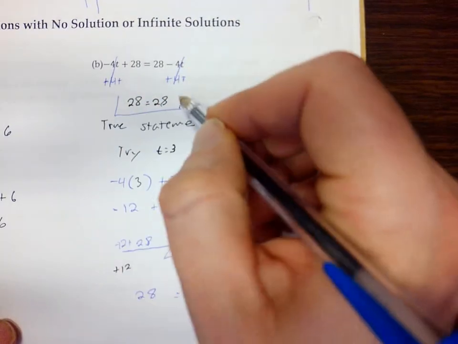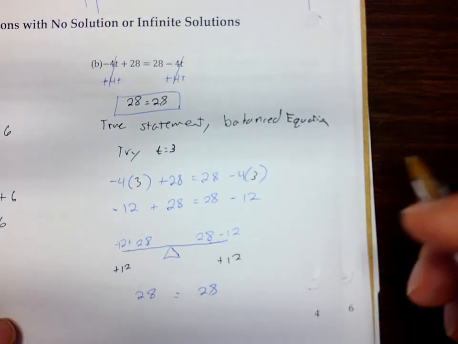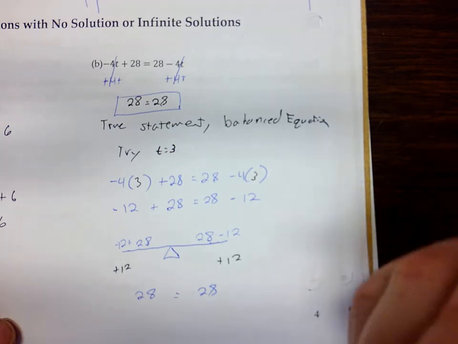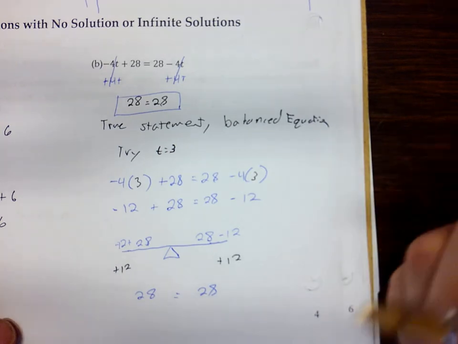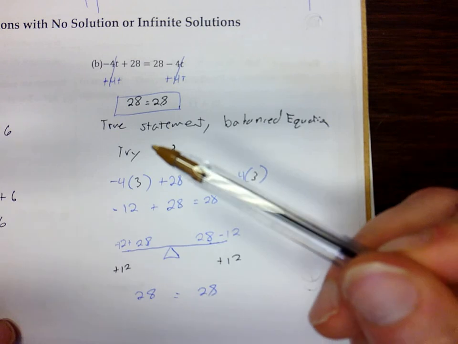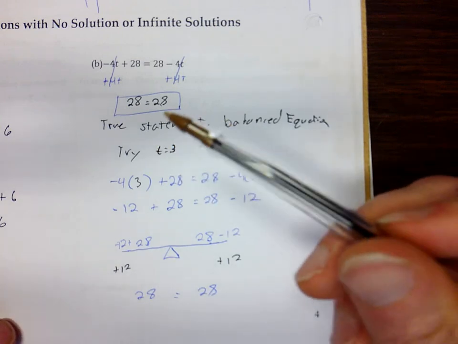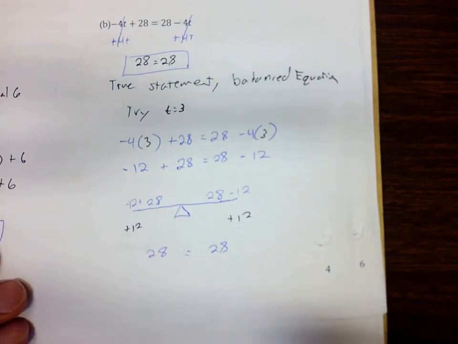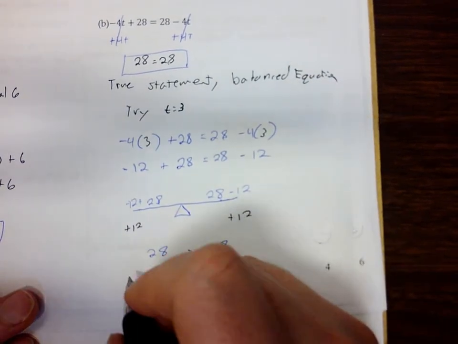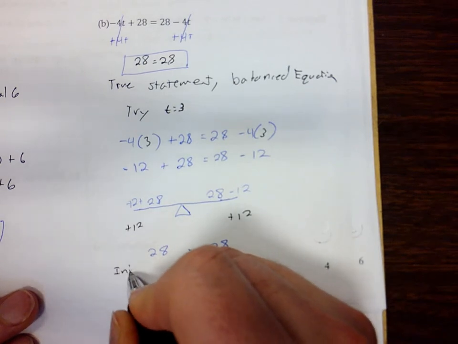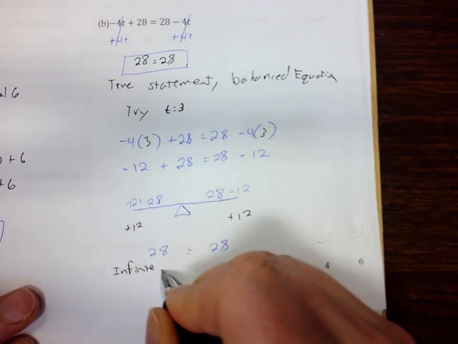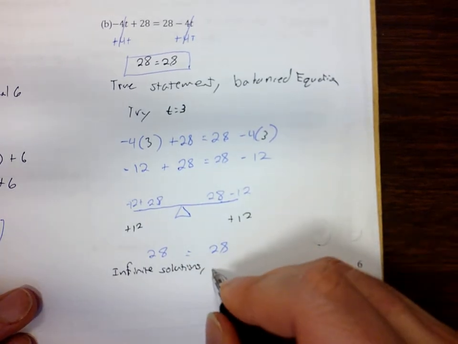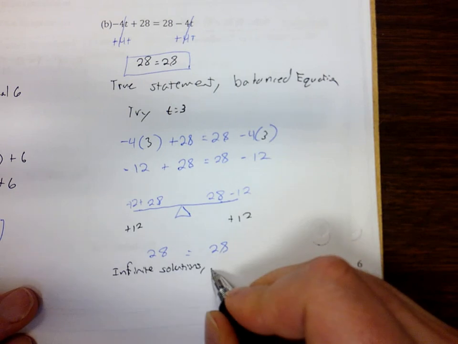You don't have to go through this. This is what tells you your answer. You've worked it out and you get a true statement. You've got a balanced equation. That tells you that you have an infinite number of solutions. Anything you plug in for your variable is going to still leave you with this balanced equation, this true statement. So what we write here is that we have infinite solutions. Alternately, we could say that any real number is a solution.